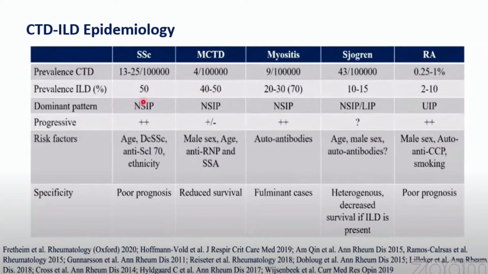And this chart also mentions the dominant HRCT pattern in each connective tissue disease. As an example, rheumatoid arthritis have UIP pattern in the high resolution CT, and all the other connective tissue diseases usually has more NSIP pattern. And it also shows which interstitial lung diseases in the connective tissue disease are progressive. So systemic sclerosis associated interstitial lung disease, myositis associated interstitial lung disease, and rheumatoid arthritis associated interstitial lung disease are progressive.